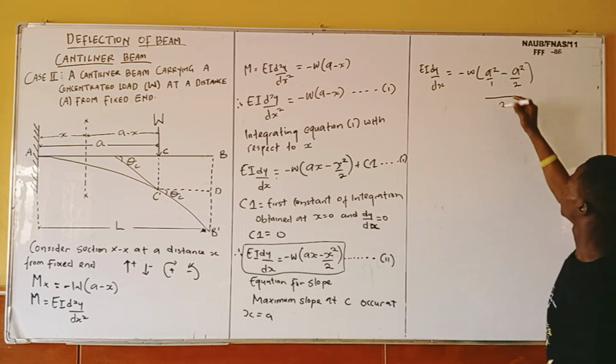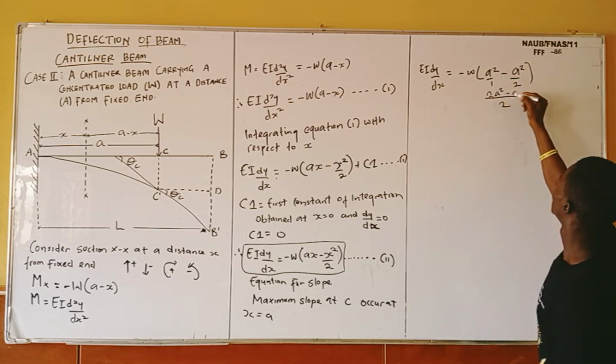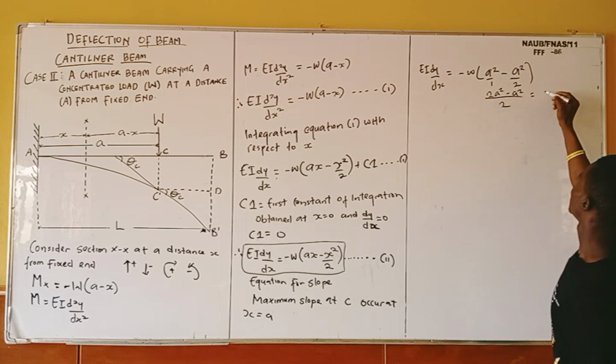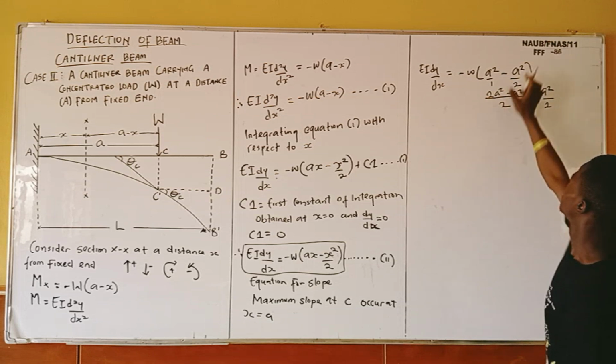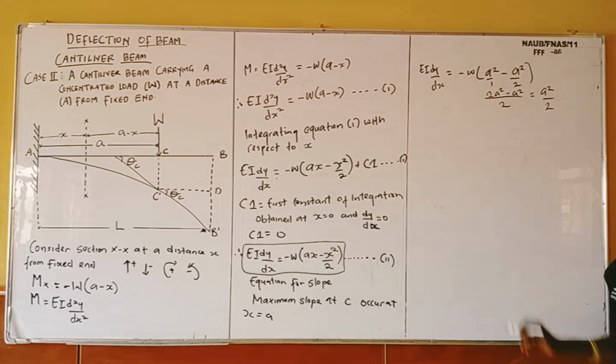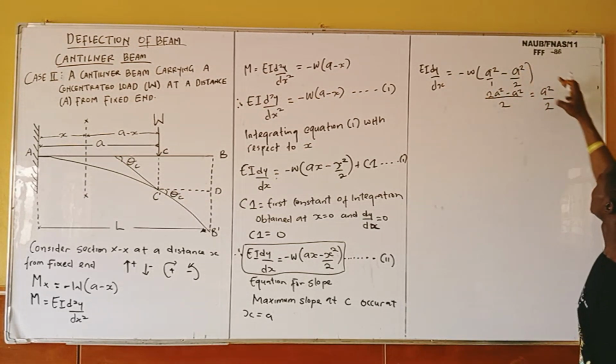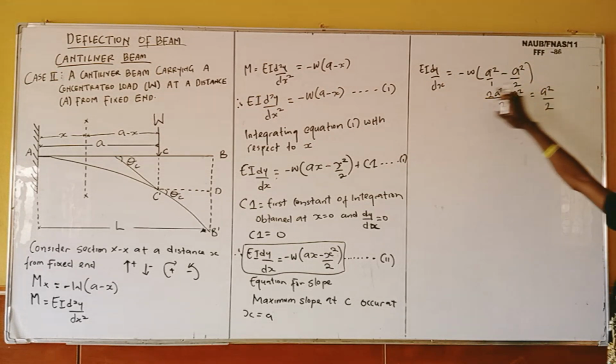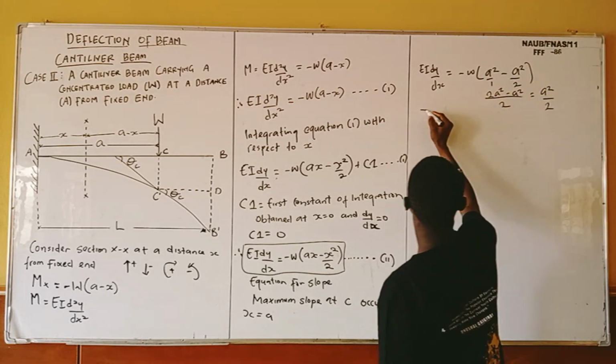So 1 into is what? We are going to have 2A squared minus A squared equals what? This one is going to equal A squared over 2. So now don't forget, this bracket has already given us A squared over 2 multiplied by W.